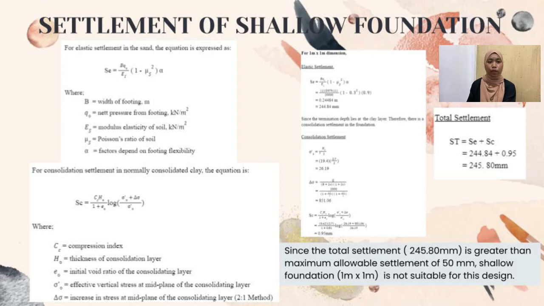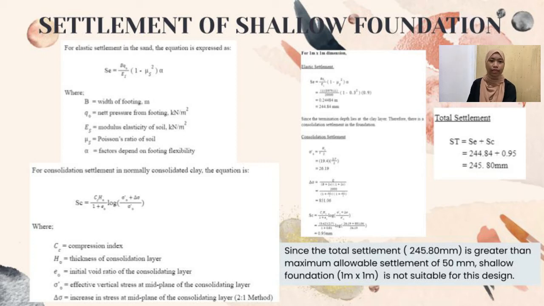Number two is consolidation settlement, which is applied for clay layers only. The equation is expressed as shown, where Cc is the compression index, H naught is the thickness of the consolidating layer, equal to the clay layer, and there is also the initial void ratio of the consolidating layer, the effective vertical stress at the midplane of the consolidating layer, and the increase in stress at the midplane of the consolidating layer using the 2:1 ratio method.